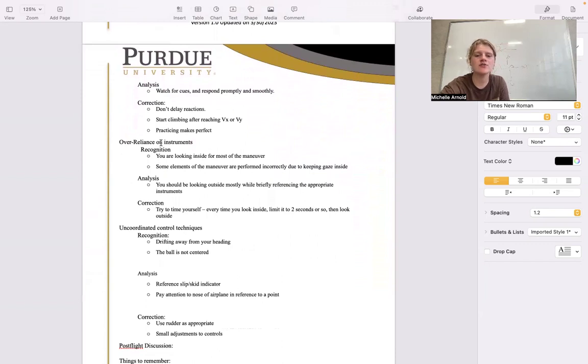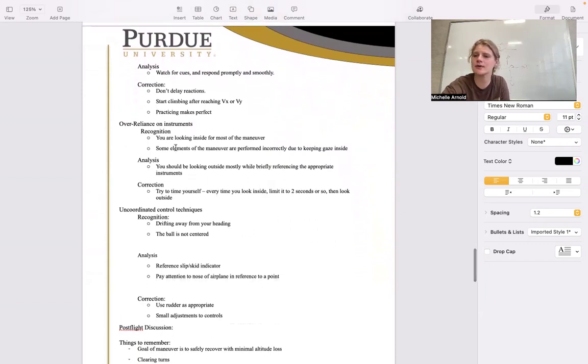You don't want to over rely on your instruments too much. You should be looking outside. You should be able to feel the plane. Losing that airspeed, you can hear it from the engines. So you don't want to be stuck inside the entire maneuver, but you do want to be referencing your instruments.